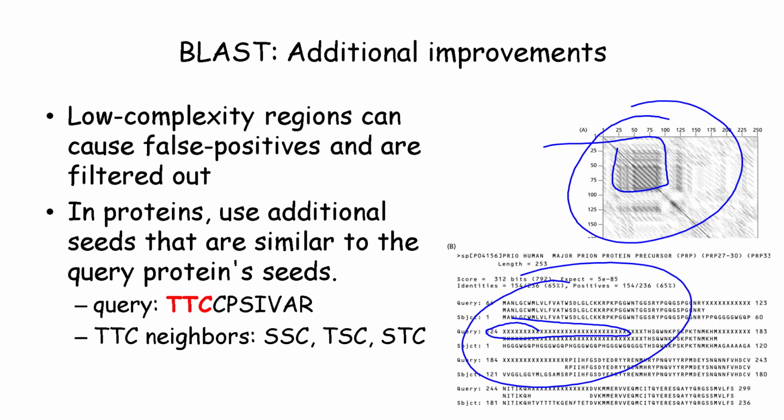Another strategy that BLAST implements is, when searching for a protein, in addition to using the k-mers extracted from the query, it also uses k-mers that are highly similar to the query protein. For example, given this query protein sequence, BLAST would not only consider TTC, but it would also consider SSC, TSC, and STC as seeds, because serine has a high substitution score with threonine, and they are considered interchangeable. These neighboring k-mers are predetermined from a substitution matrix, where amino acids with high substitution scores are considered interchangeable.